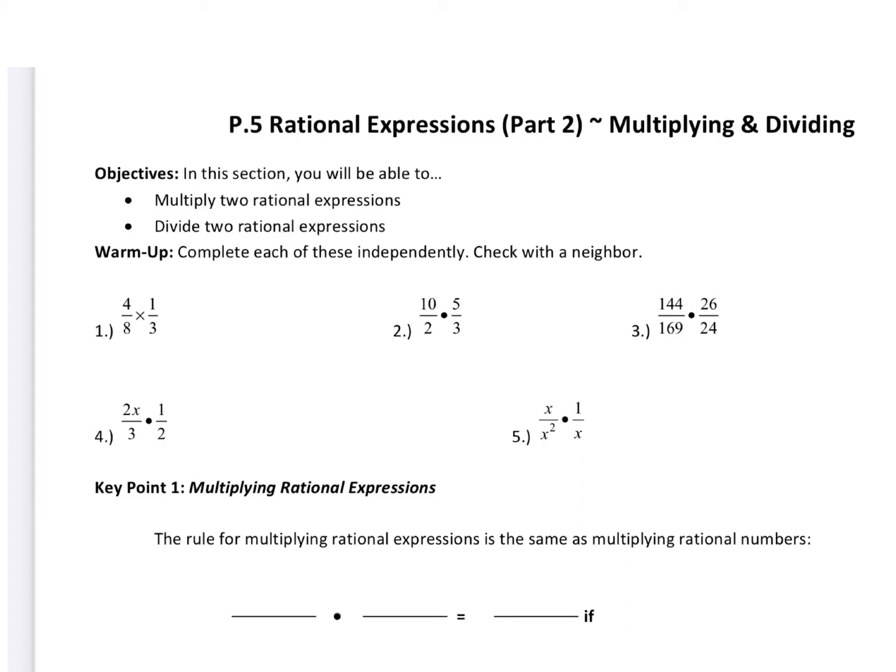For today's lesson, you are locating P5, Rational Expressions, Part 2. This particular section is divided into 2 days of instruction. Welcome to day 1, where we multiply rational expressions. You will see that there is a warm-up right there at the top.